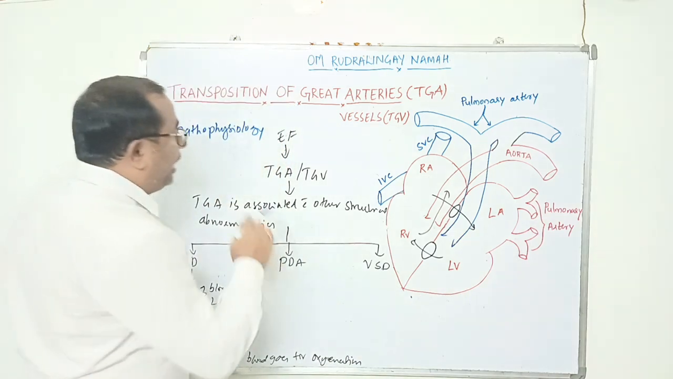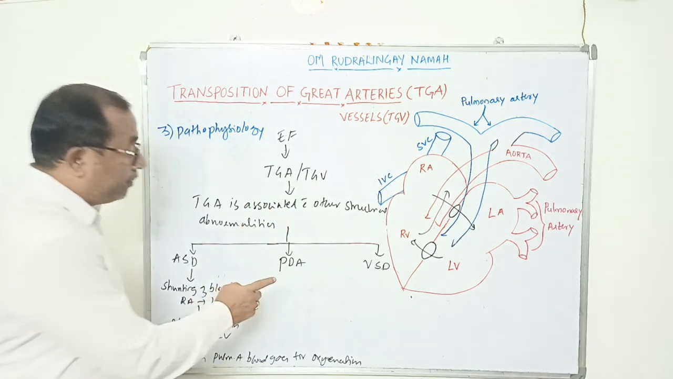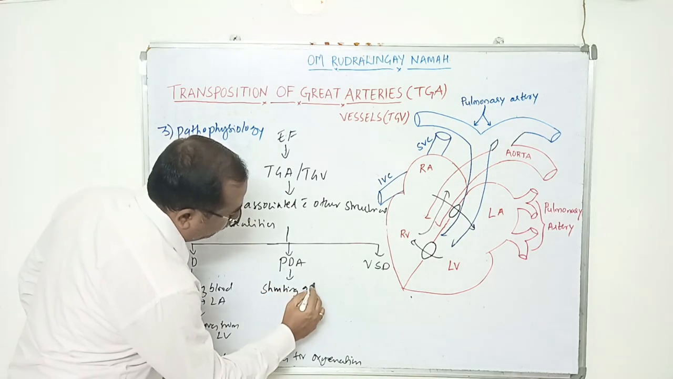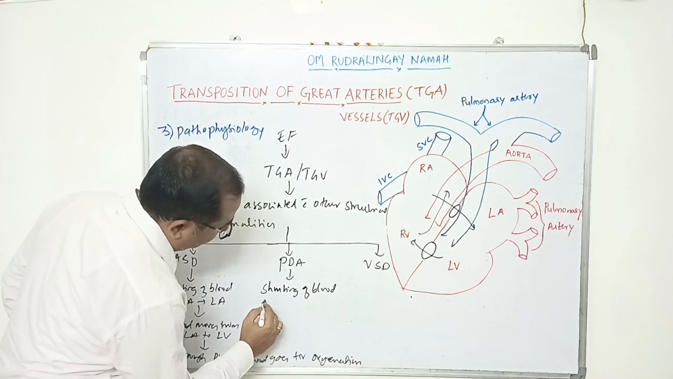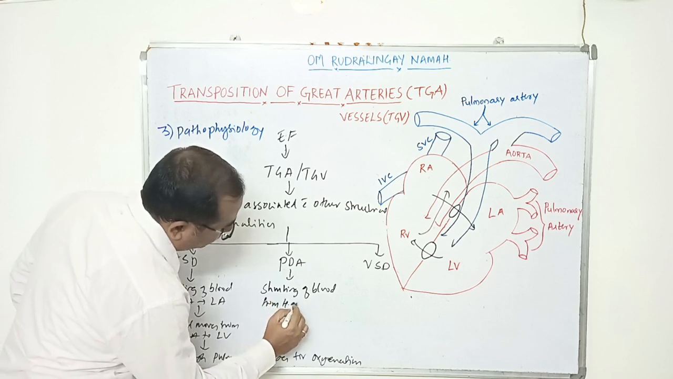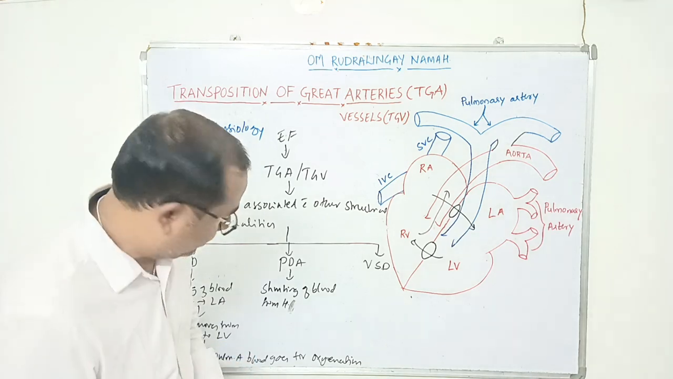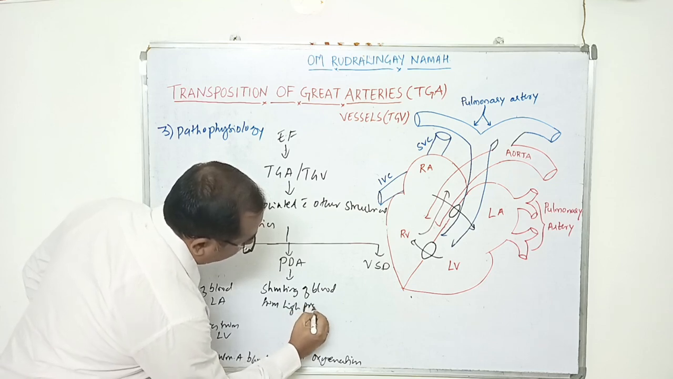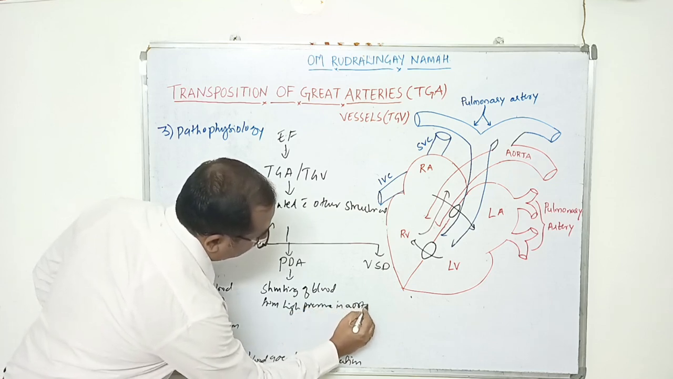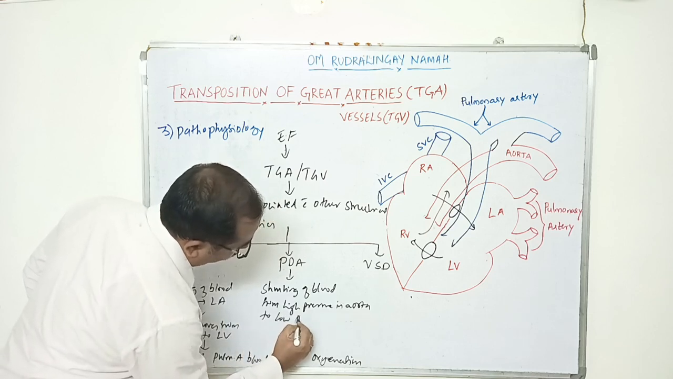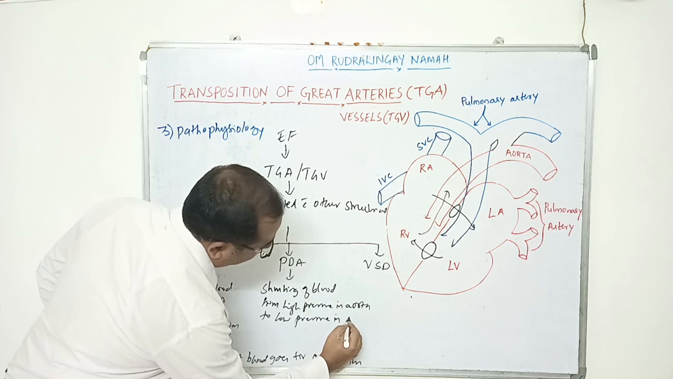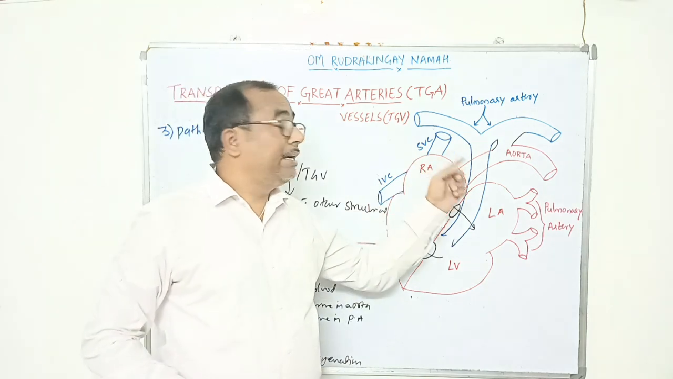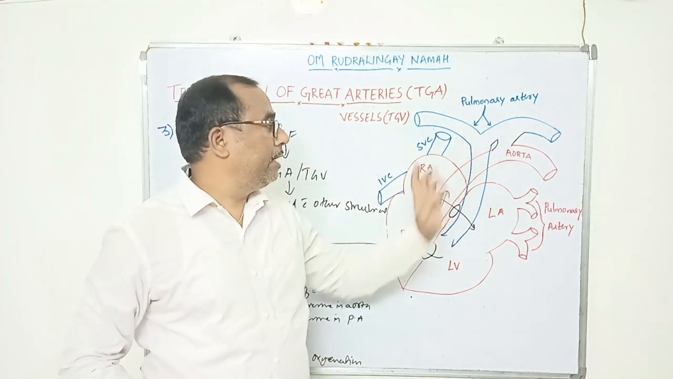Next, if transposition of great arteries or great vessels is associated with patent ductus arteriosus, then what happens here? There is a shunting of blood from high pressure in the aorta to low pressure in the pulmonary artery. If TGA is associated with the patent ductus arteriosus, that is an abnormal communication between the aorta and pulmonary artery, then what happens here?